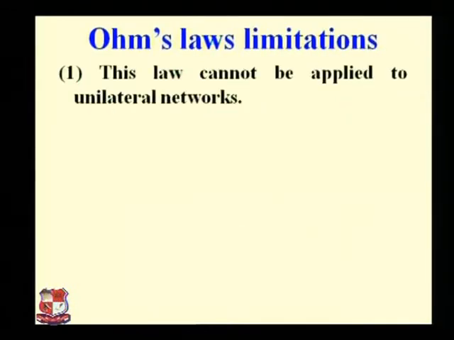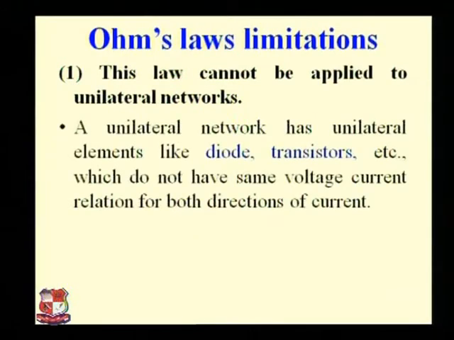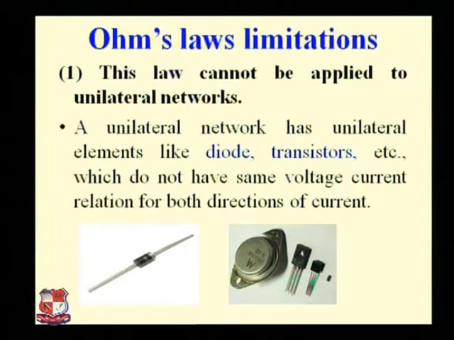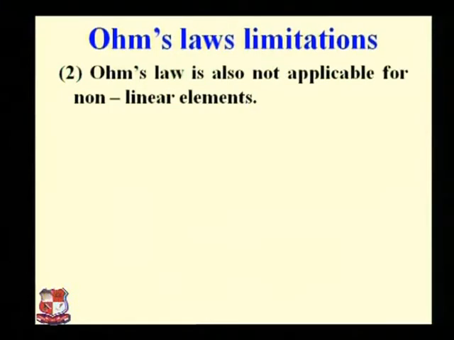Now there are 2 limitations of Ohm's law. First, this law cannot be applied to any unilateral network. A unilateral network has unilateral elements like diode, transistor, etc. Diode and transistor do not have the same voltage-current relationship for both directions of current, forward or reverse. They do not have the same relationship. That's why Ohm's law is not applicable.